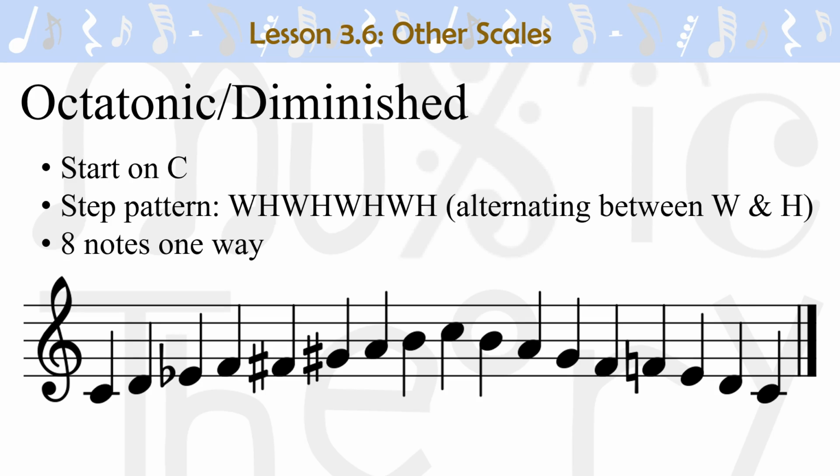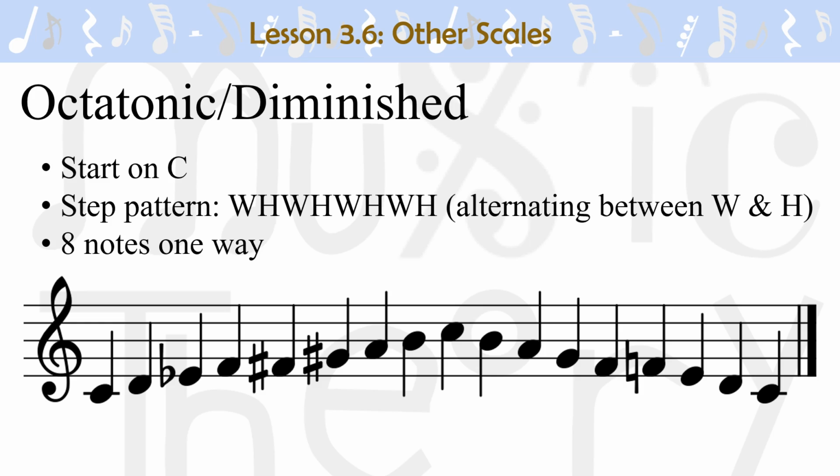To build the octatonic scale, also called the diminished scale, start on C and then write all of the notes following this step pattern: whole half, whole half, whole half, whole half. Notice that this scale alternates between whole steps and half steps. The octatonic scale has 8 notes each way.